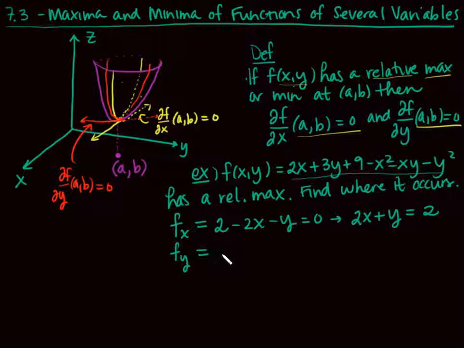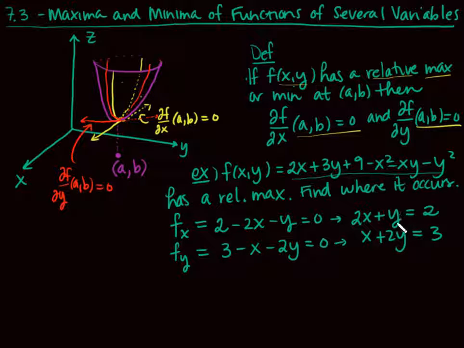When I do f sub y here, I'm going to get 3 minus x minus 2y, set that equal to 0. Do the same thing. I'm going to do x plus 2y equals 3. And then what we really just have here is a system of equations with 2 unknowns. So this is basically from college algebra, and we all remember college algebra, I'm sure. And I hope you remember how to solve these.